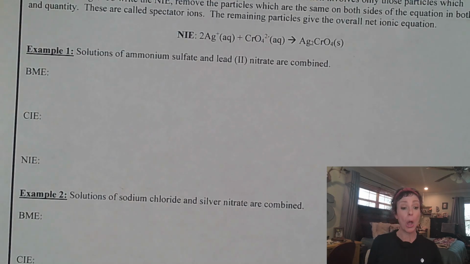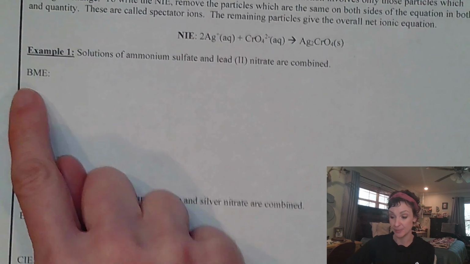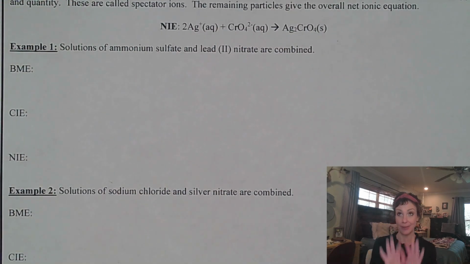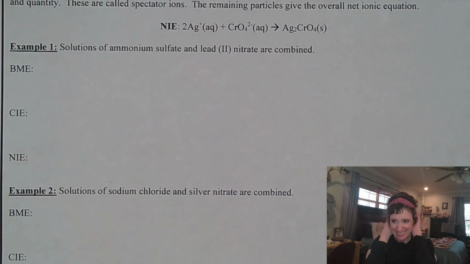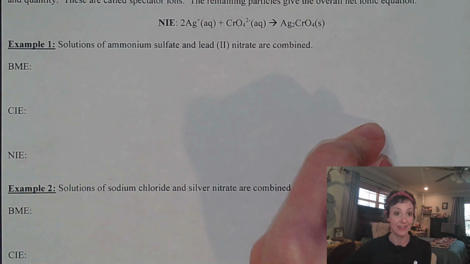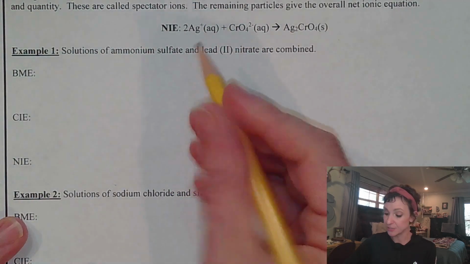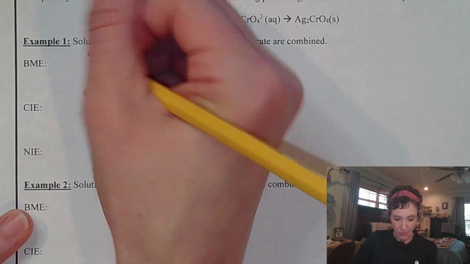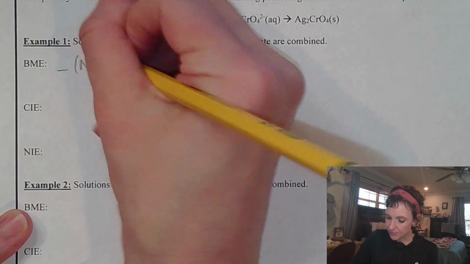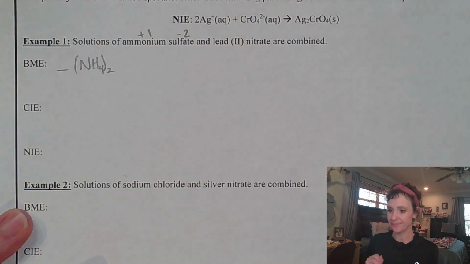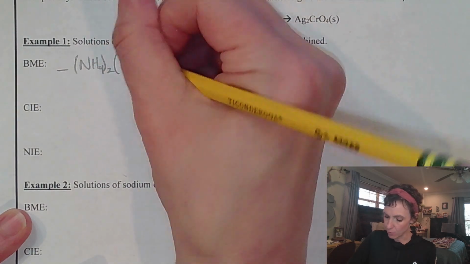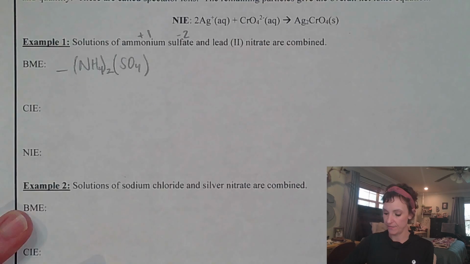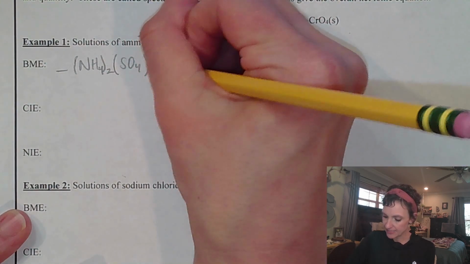Now I'm going to go a little bit quicker on assembling my double replacement reaction, meaning my balanced molecular equation, and not talk too much about forming the charges and making the compounds, so we can get down to the more challenging stuff of the complete ionic and the net ionic. So, solutions of ammonium sulfate. Ammonium's +1, sulfate's -2. So I have NH4, 2 of them, and 1 sulfate, SO4, 1 of them. And this is an aqueous solution.